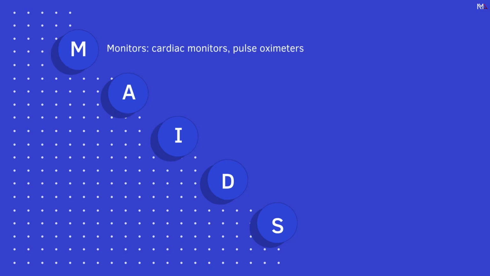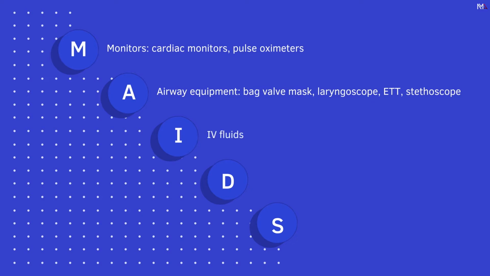M for monitors such as cardiac monitors and pulse oximeters, which are used to check for the circulation and oxygenation status of the patient. A for airway equipment such as bag valve mask, laryngoscope, endotracheal tube, stethoscope, as well as oropharyngeal, nasopharyngeal, and laryngeal airways. I for IV fluids, which are given for resuscitation and for establishing the route of drug administration.